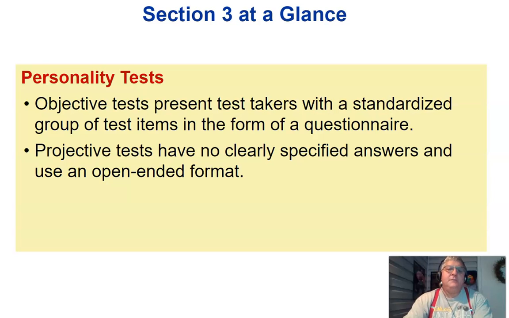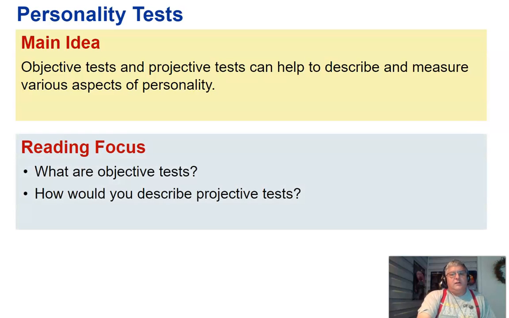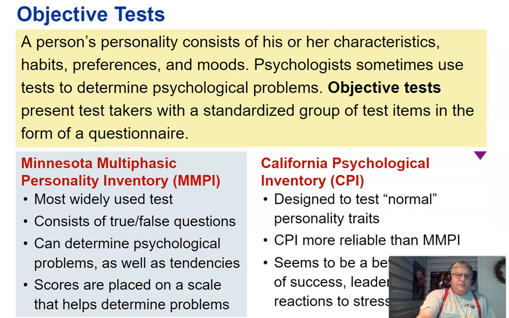Section 3. Personality tests. Objective tests present test takers with a standardized group of test items found in the form of a questionnaire. Projective tests have no clearly specified answers and use an open-ended format. So the main idea on these types of tests is that objective tests or projective tests can help to describe and measure various aspects of an individual's personality. So what are objective tests and how do you describe projective tests?